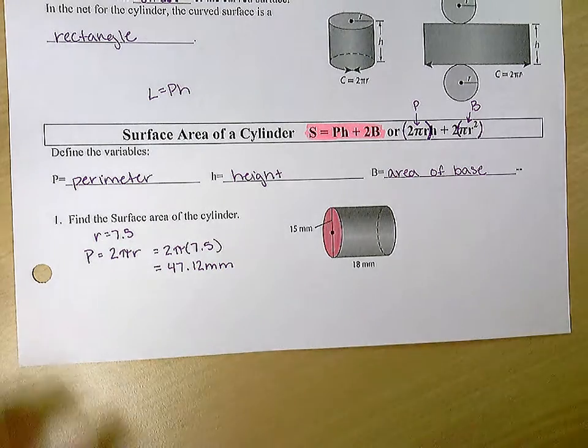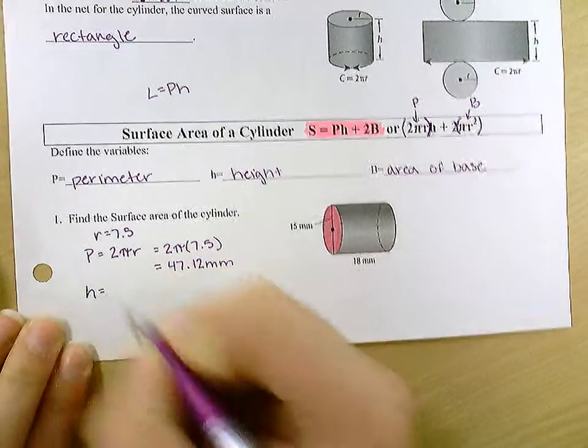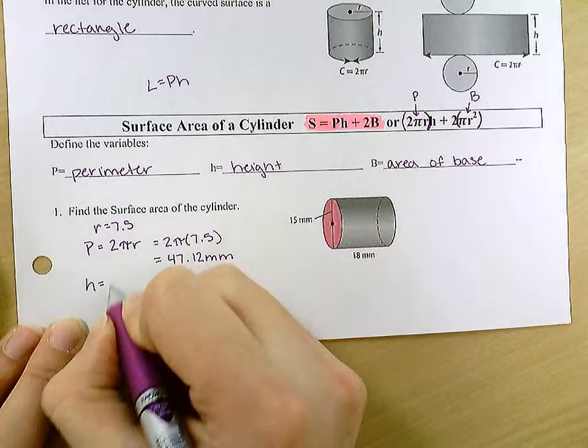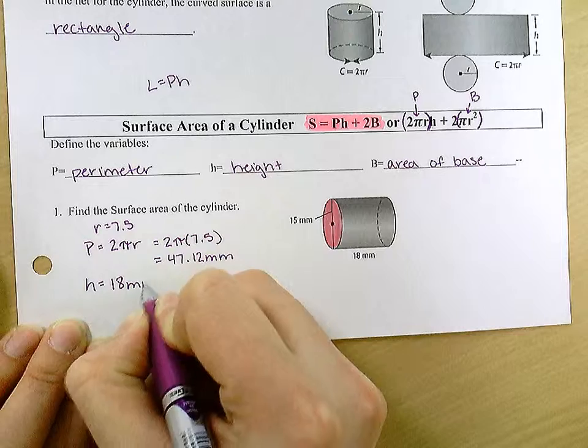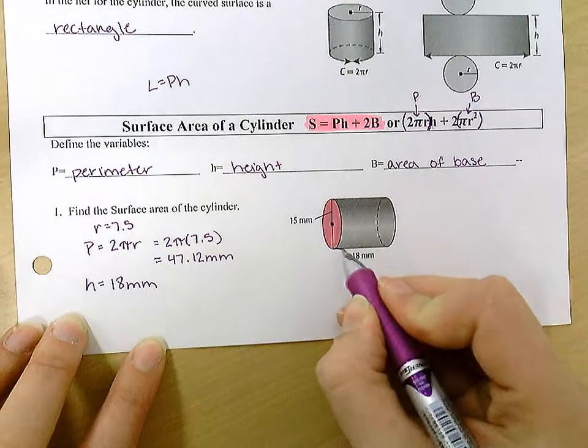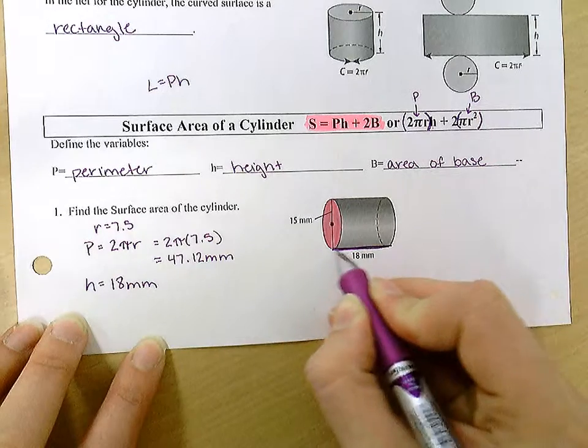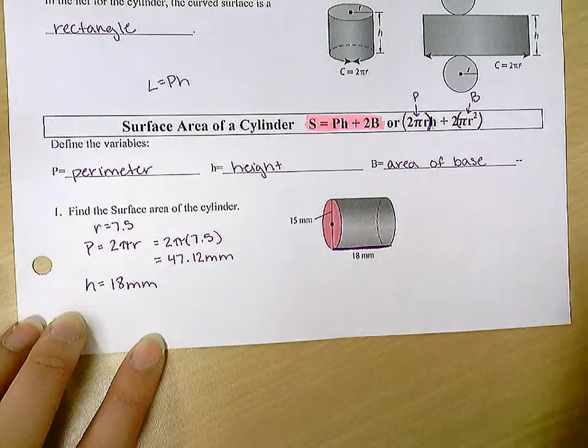Next, I need H. H is that distance between your two bases. What is my H value in this cylinder? 18. So H is that distance between your two bases, that length right there, and that is 18 millimeters.